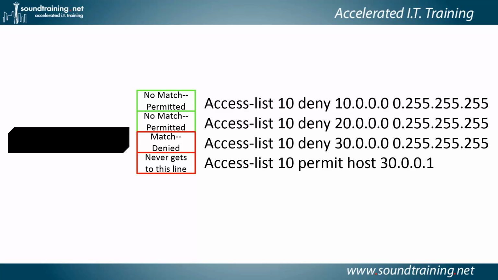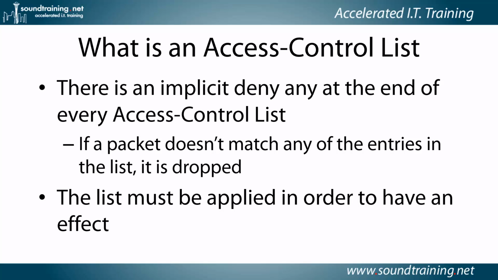We'll go over this again in a moment, but for right now, understand that it's important to go from most specific to most general. And the problem with the list that you're looking at right now is that it does the exact opposite. It goes from most general, where it denies an entire network, to most specific, where it tries to permit an individual node or host, but because it denies that network, it never gets to the line permitting the host, and the packet is dropped.